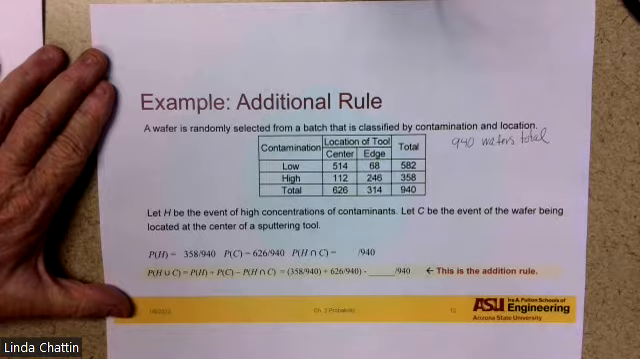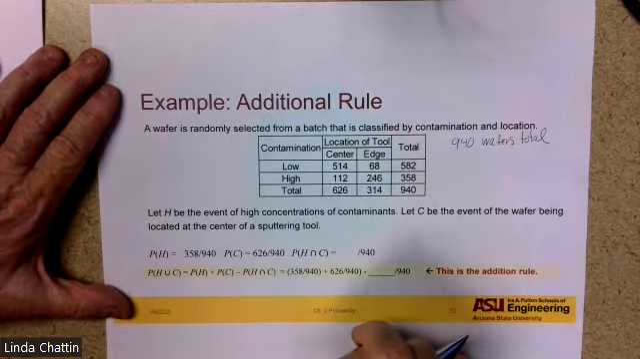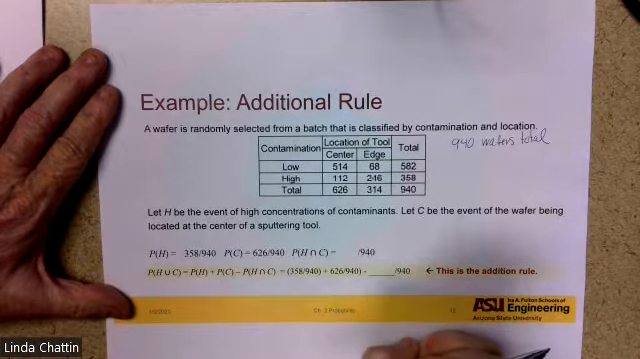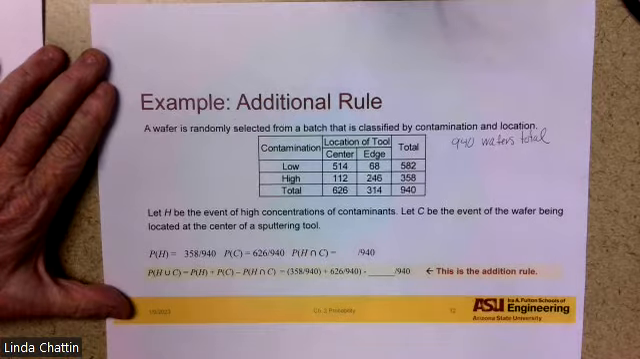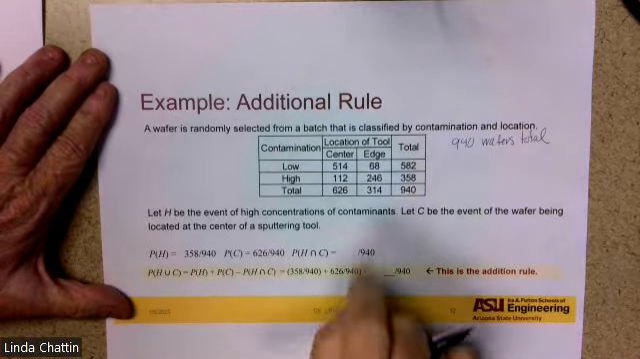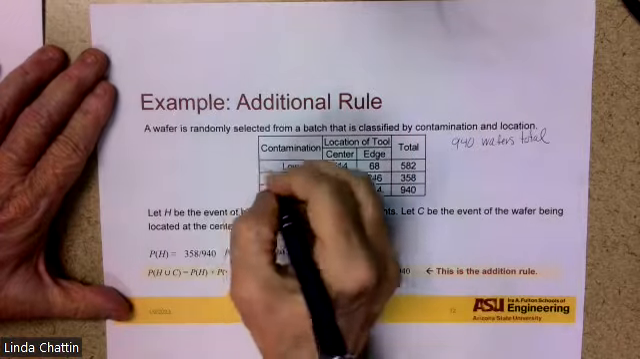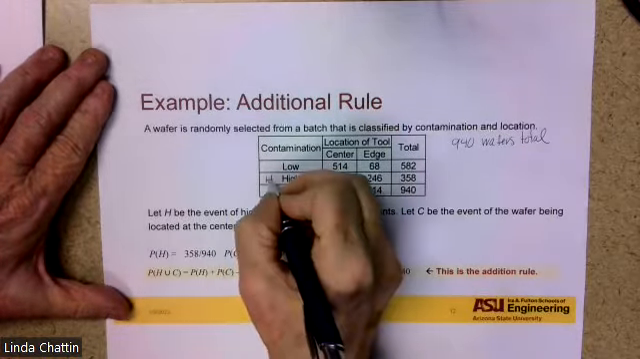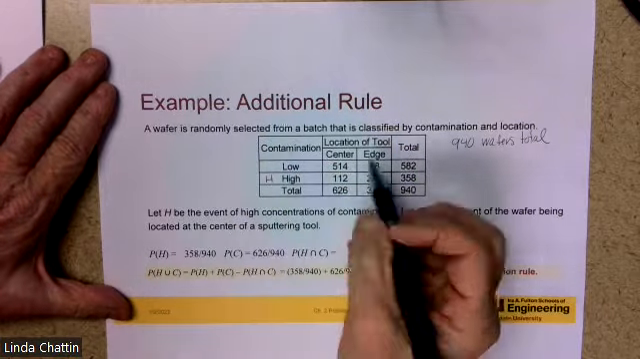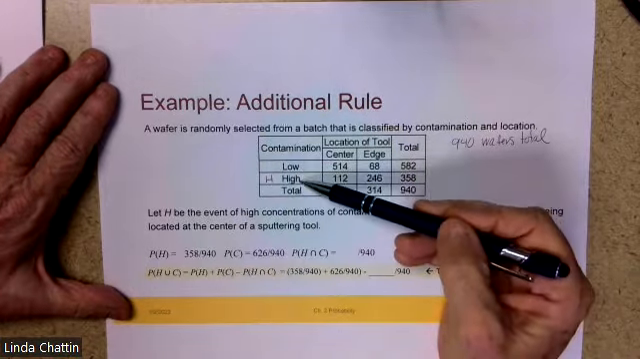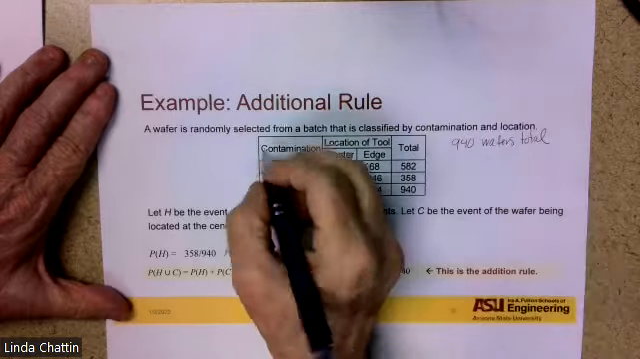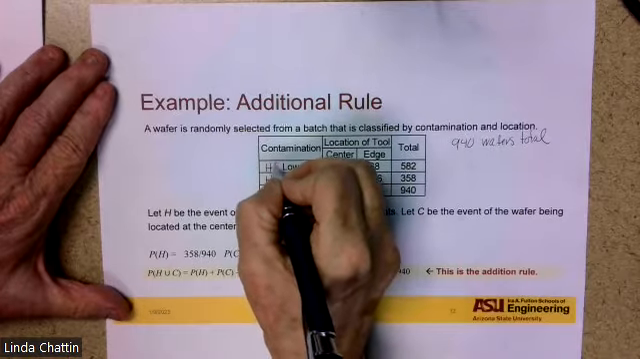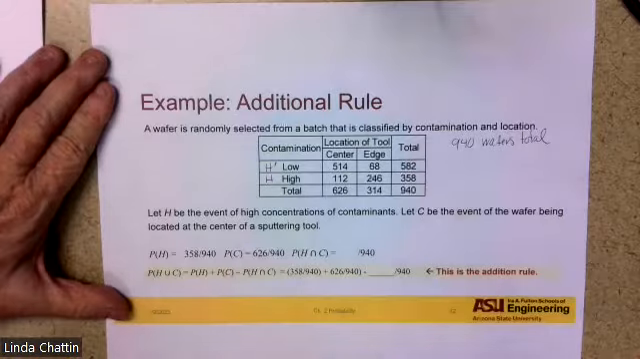What we're going to do is call each of these different events. We'll let H be the event of a high concentration of contaminants. Instead of calling the other event L, because we can have either a high or low level of contamination, we could represent low as the event H prime, meaning if it's not high, it's low.